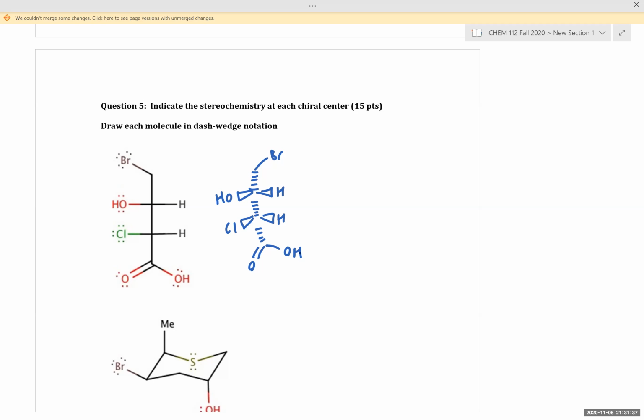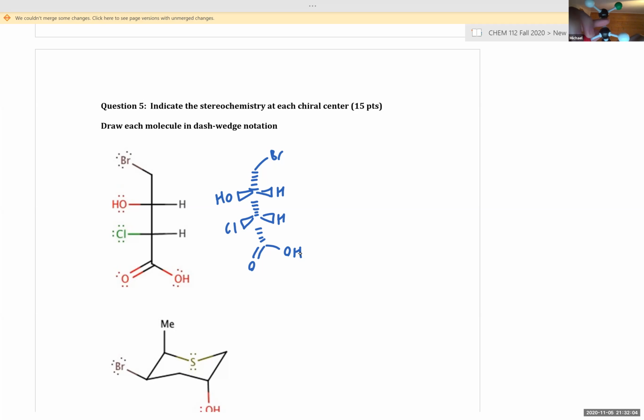So let's put together a model kit and then we'll share our screen once we have that set up. Okay, so here's a model of the following structure. As we notice in our Newman projection, our alcohol and hydrogen are pointing towards us. Same with our chlorine and hydrogen.